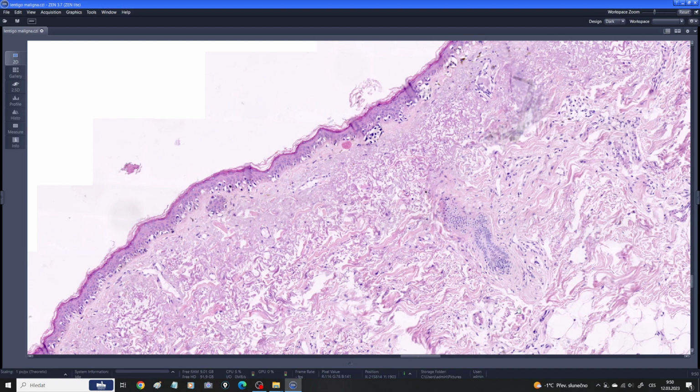And those three subtypes represent a spectrum. They represent a spectrum of progression. That's how melanoma progresses. So it starts as a lentigo maligna and then progresses to superficial spreading melanoma and nodular melanoma.